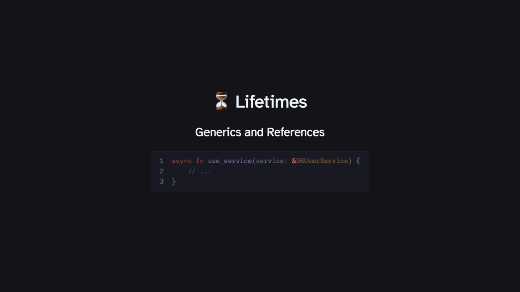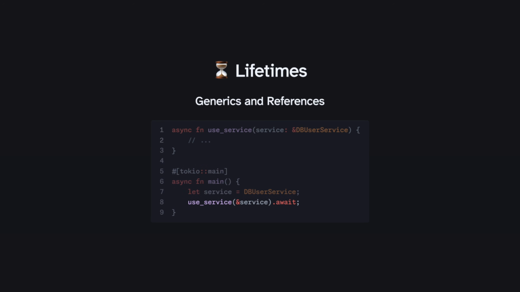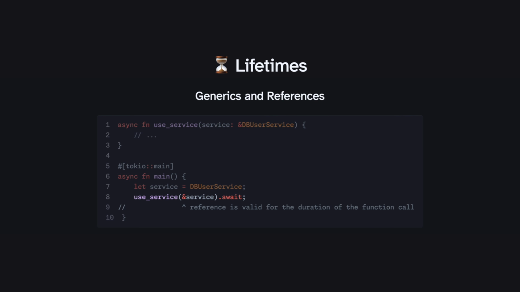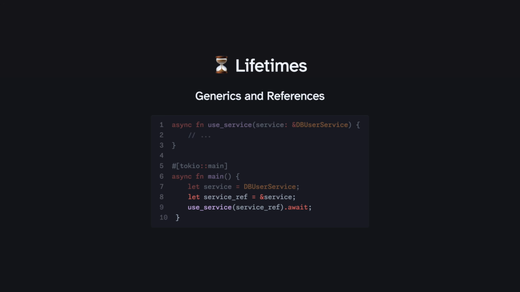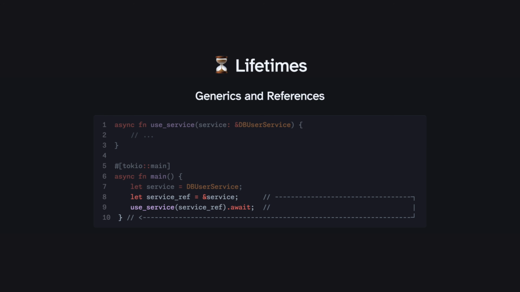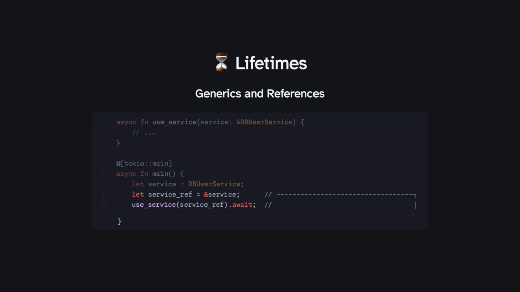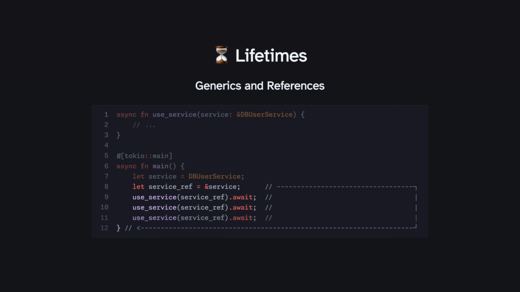References are a special type of pointer. Unlike a raw pointer, references in Rust are guaranteed to always point to valid memory. In order to enforce this guarantee at compile time, the Rust compiler has to keep track of how long a reference is valid for. For example, if we define a reference inline when calling useService, the reference will be valid for the duration of that function call. But if we extract the reference out into a separate variable, that reference will be valid until the end of the main function. This means we can continue to call useService and pass in the same reference.